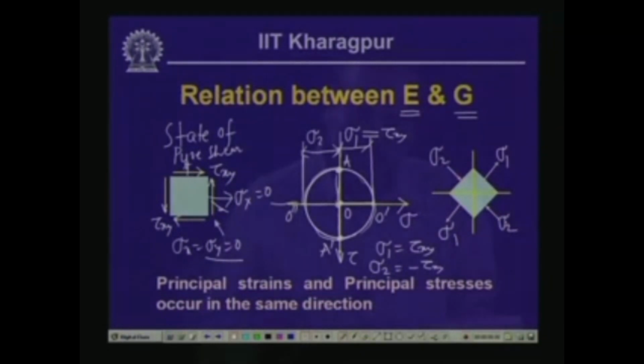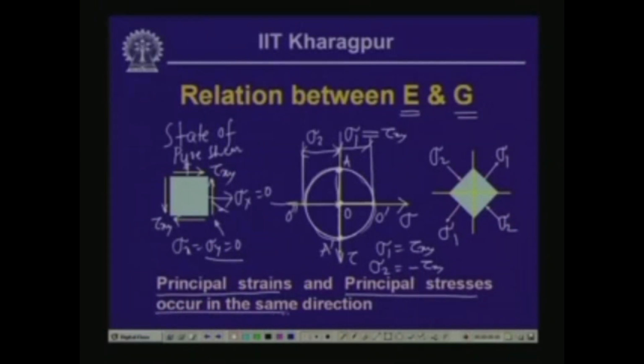Now, this aspect must be noted, which we have seen when we were evaluating the direction for the principal strain. We had seen that the direction of principal stress at a point and the direction of principal strain match. In fact, they are oriented at an angle of 45 degrees with reference to the x axis. Hence, the principal strain and the principal stresses occur in the same direction.